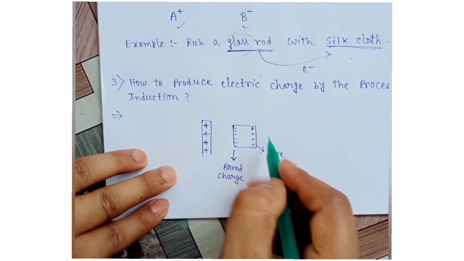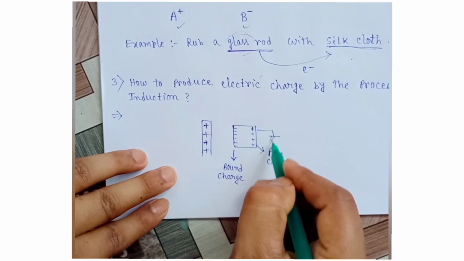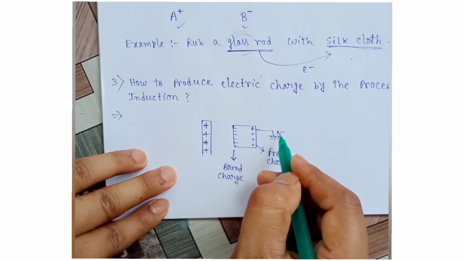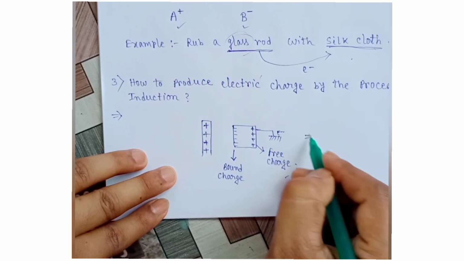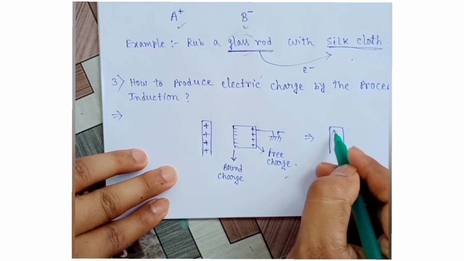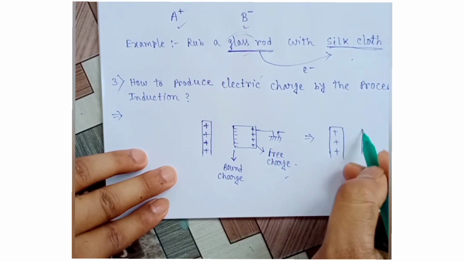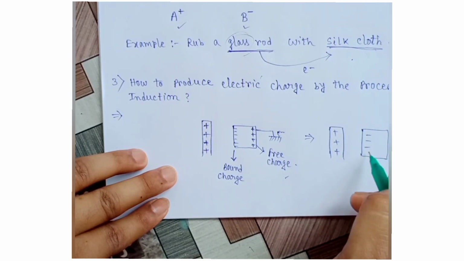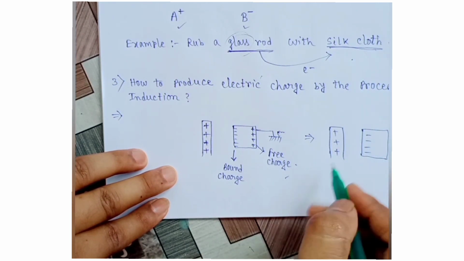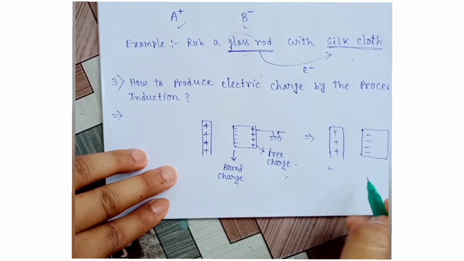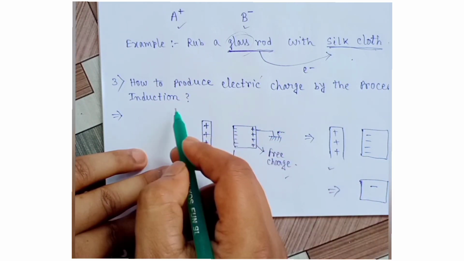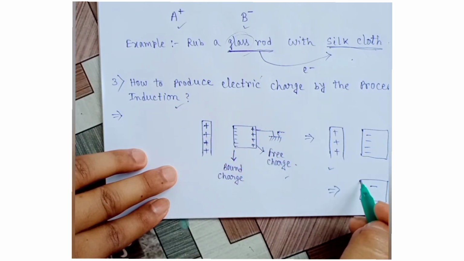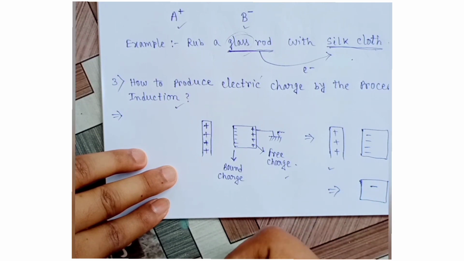Now if we ground this object, the electrons will come from the ground to neutralize these positive charges, and ultimately the charged rod will be as it is, and we will get only the negative charge in the object. Now if we remove this glass rod, then we will get a negatively charged object. So in this way, by the process of induction, we can generate electric charges in a neutral object.